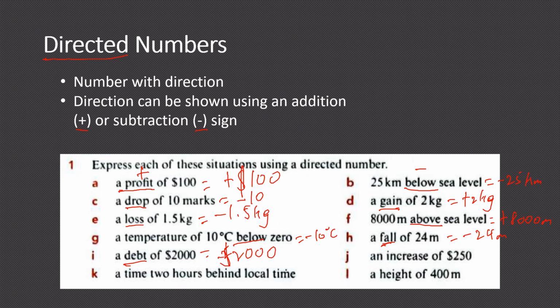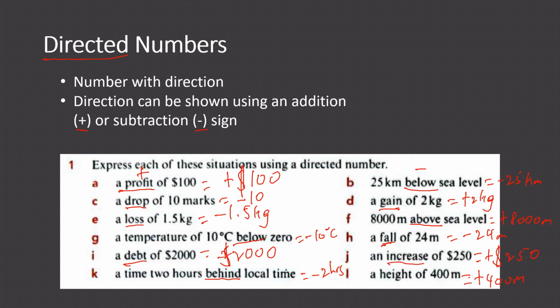J, an increase of $250. An increase shows positive rising, and so that would equal plus $250. K, a time 2 hours behind local time. Behind is used to show going back, so that would be minus 2 hours. And lastly, L is a height of 400 meters. Starting from 0 to 400 will show a difference of plus 400, and so the answer here is plus 400 meters.